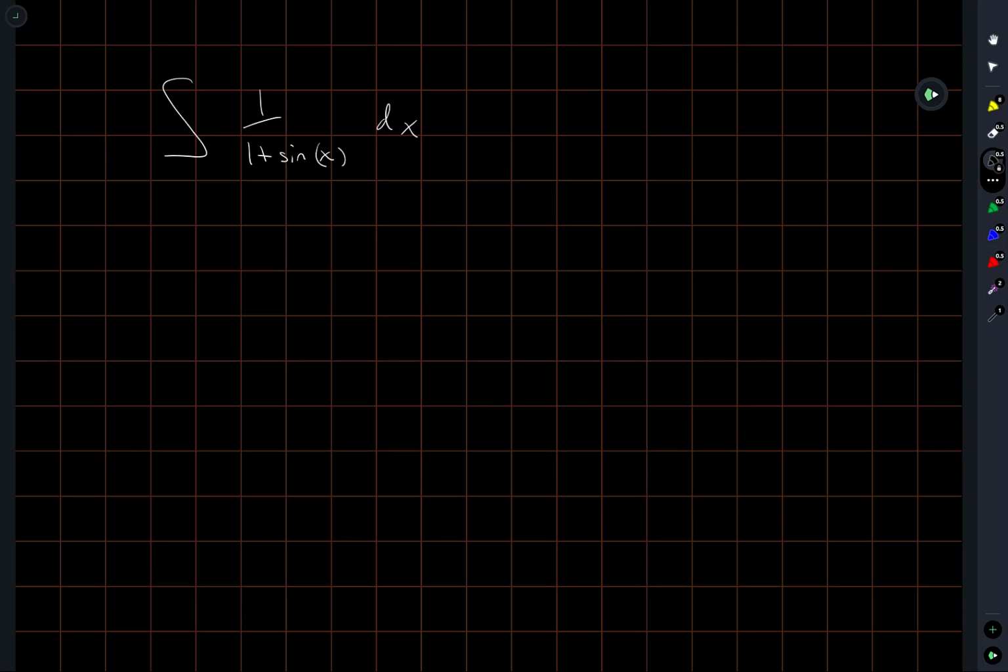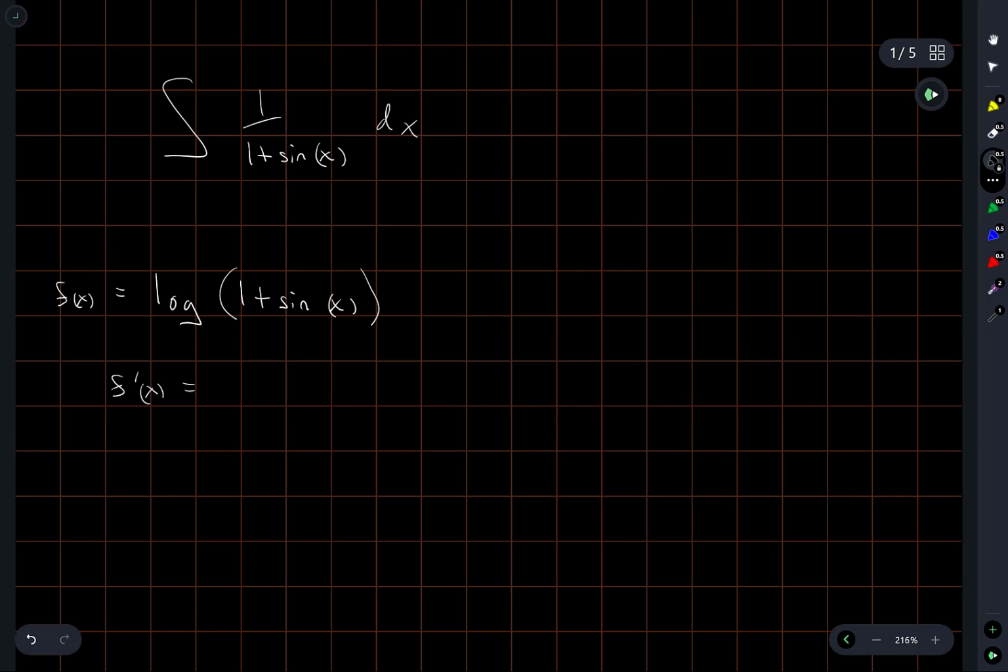I might just take a random guess at something along the lines of log of 1 plus... this is not going to work. I guess we don't need the absolute value signs here because sine x plus 1 is always non-negative. It can be 0, but we're just testing things out here. So f prime of x is going to be 1 divided by 1 plus sine x times cos x. Yeah, so that doesn't work.